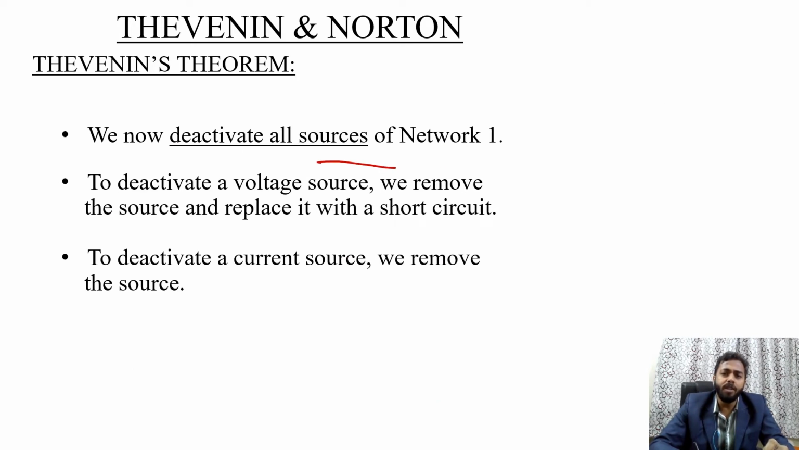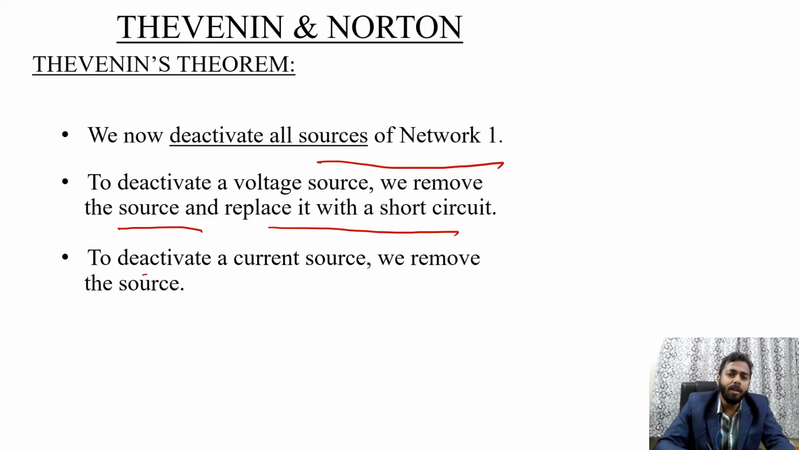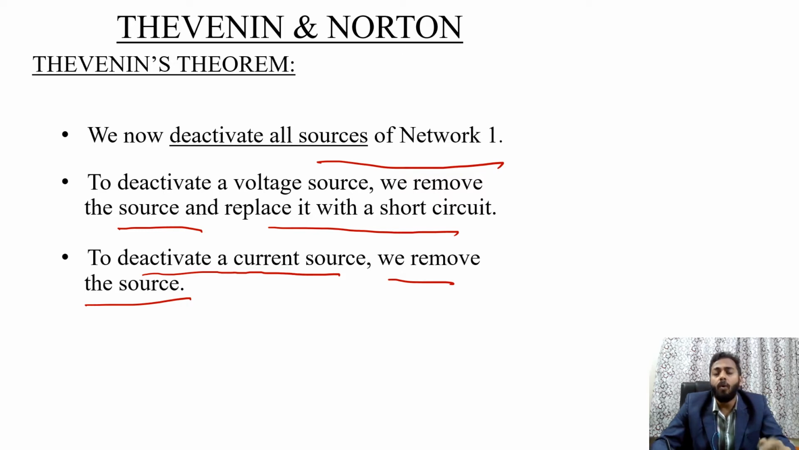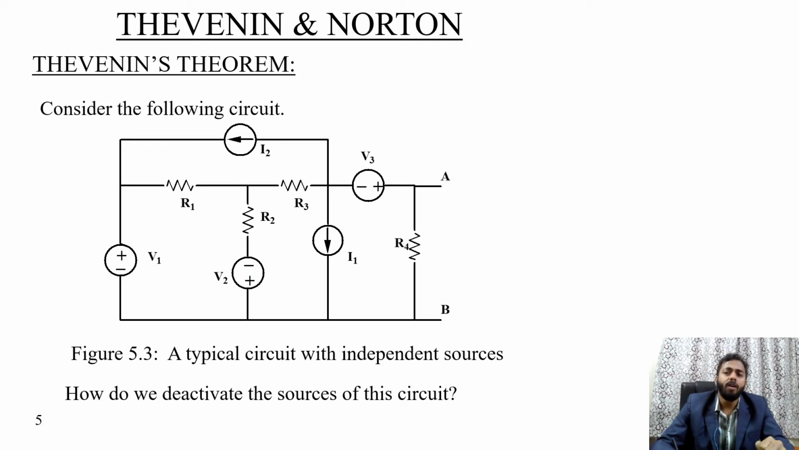Now deactivate all sources of network 1. To deactivate a voltage source, we remove the source and replace it with a short circuit. To deactivate a current source, we remove the current source, leaving an open circuit. To find the Thevenin's resistance, we deactivate the voltage source and current source.